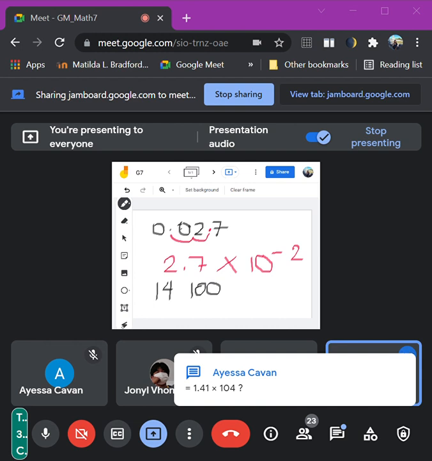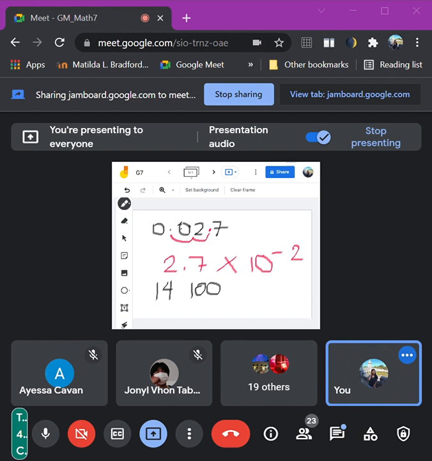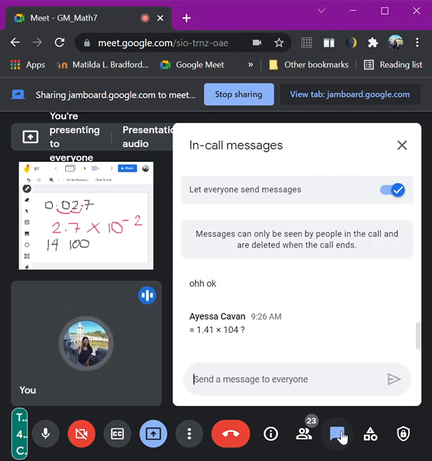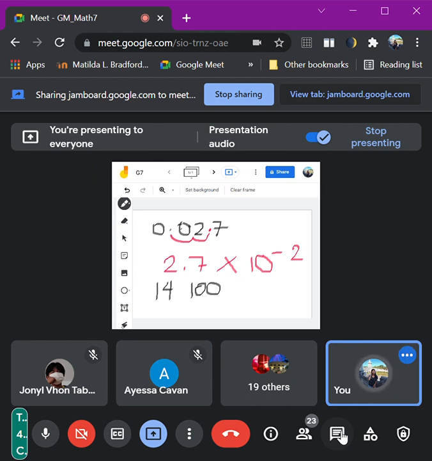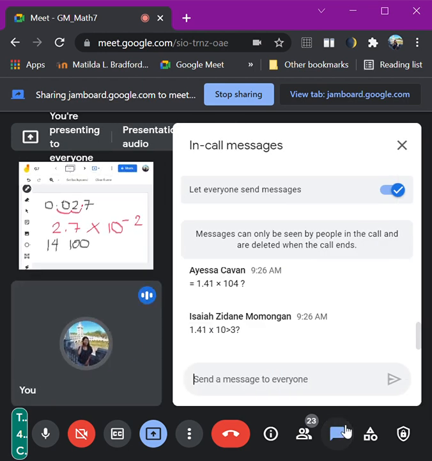Okay, we have from Cavan 1.41 times 10 raised to the power of 4. Sige, how about the others? Where is the answer, class? 1.41 times 10. Okay, we can use the exponent.